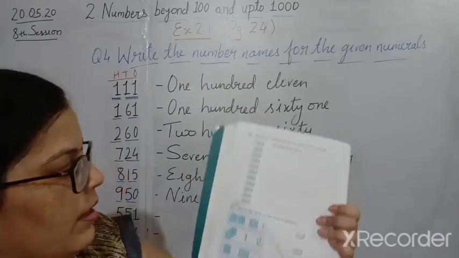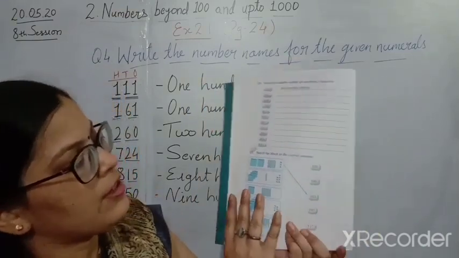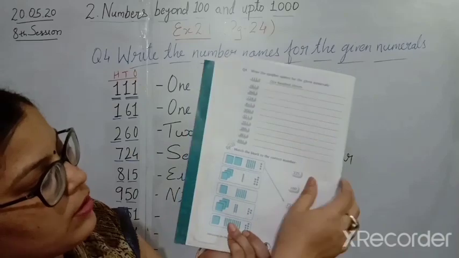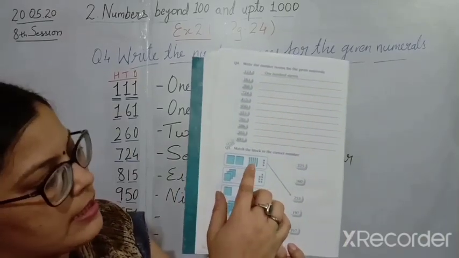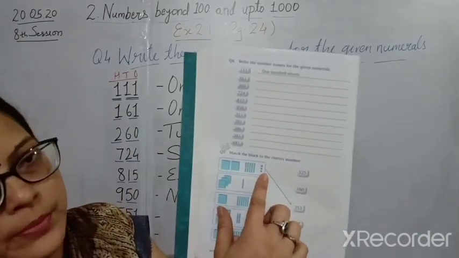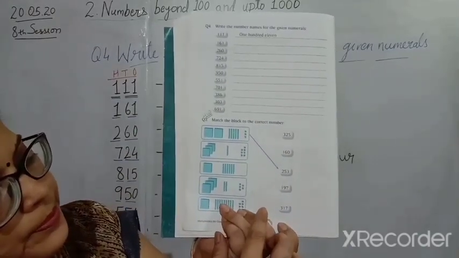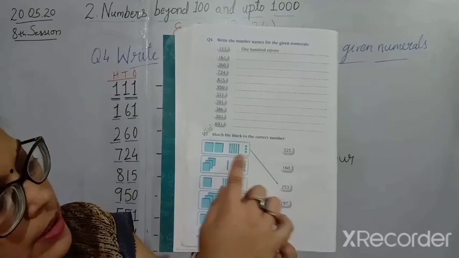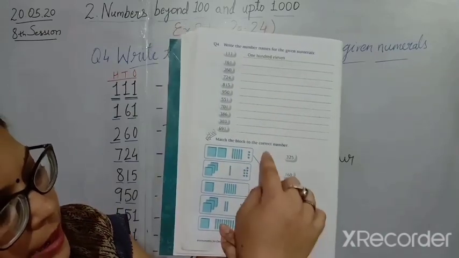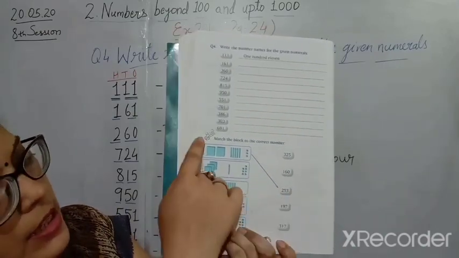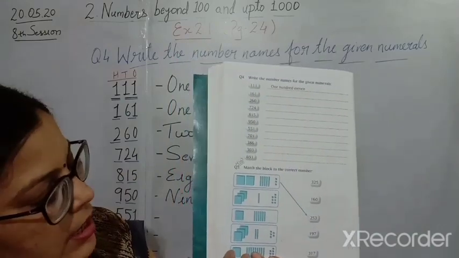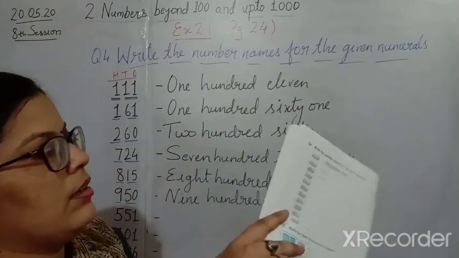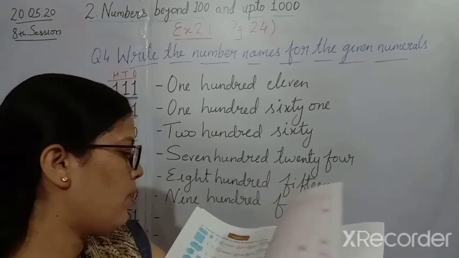And here you just have to match with the help of the scale. Here you have to match the block to the correct number. This is hundreds, tens and ones. Now numbers are given, just count the blocks at the different places, form the number and match it with the correct number. This is also your homework. Do all this homework in your book.